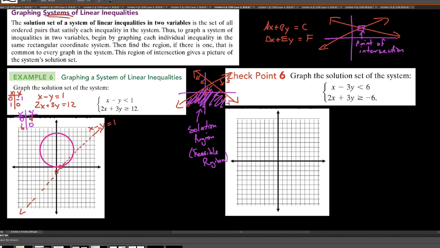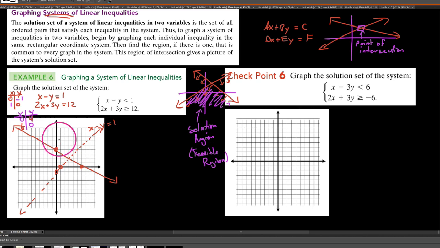So our y-intercept is 4. 1, 2, 3, 4, and because it's an "or equal to" here, I'm going to go up 4 and draw a solid dot. So we get a solid dot at 0, 4. And at 6, 0, we go 1, 2, 3, 4, 5, 6. That's our x-intercept here. We'll go ahead and draw a solid line through these 2 points right here.